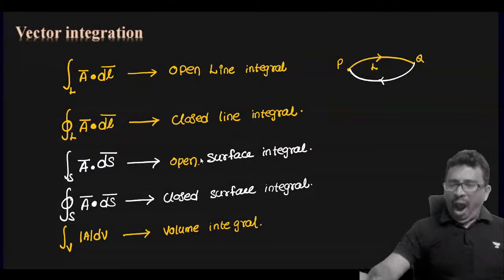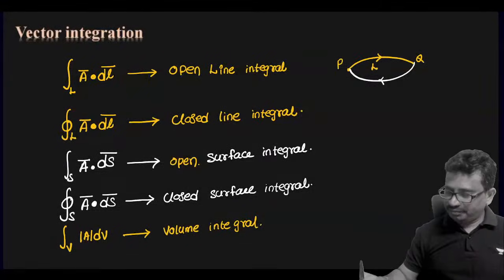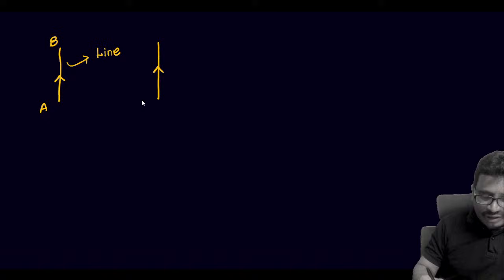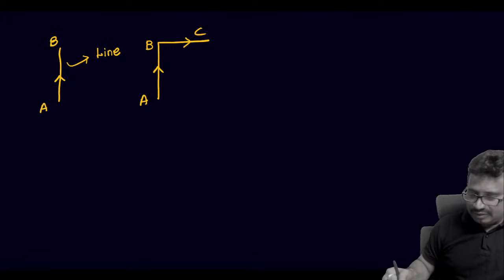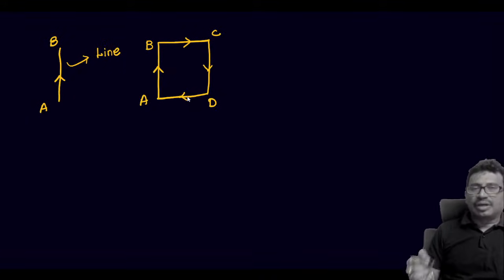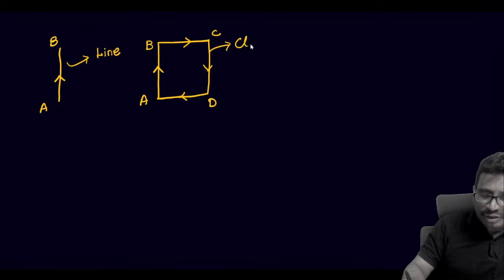Line. You can see, line means, if you are finding the integration of one parameter from A to B, let us say A to B we are finding here, this is called what, tell me now? A line integral. This is called a line. If this is a closed line, it means I am moving from A to B, then B to C, C to D, again D to A.